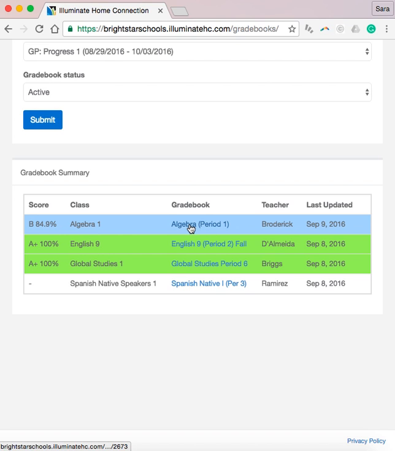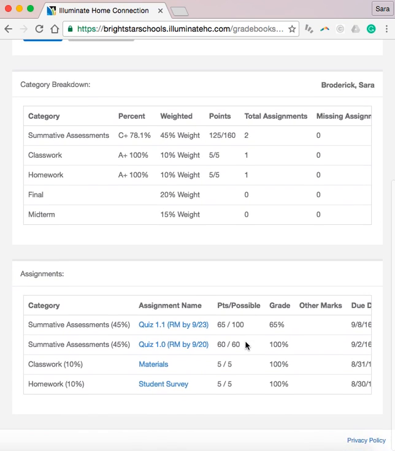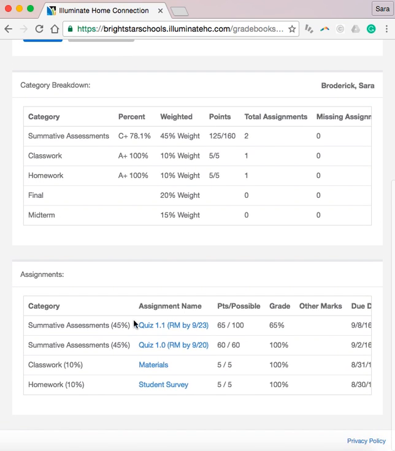So let's take a look at the algebra grades because there's 4 grades in the gradebook right now, and I want to be really clear about what each grade means. So go down to the assignments. That's sort of the more useful section. So there's 4 assignments. I'm going to go through them from the first one.